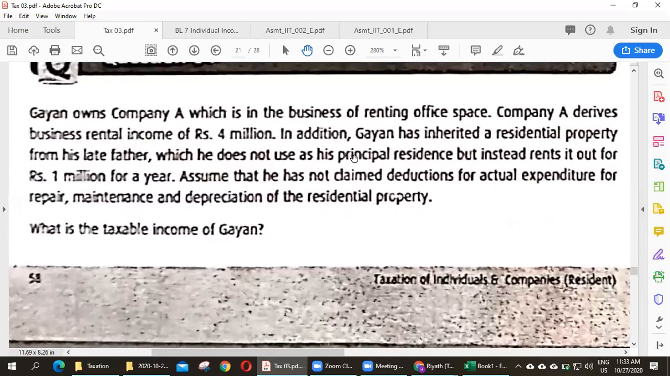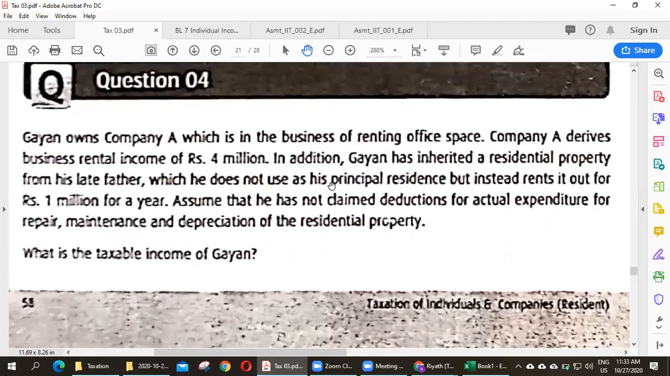This question is about effectively connected income. Gayan owns company A, which is in the business of renting of office space. Company A derives business rental income of 4 million. In addition, Gayan has inherited a residential property from his late father, which he does not use as his principal residence, but instead rents it out for rupees 1 million for a year. Assume that he has not claimed deduction for the actual expenditure for repair, maintenance, and depreciation of the residential property.